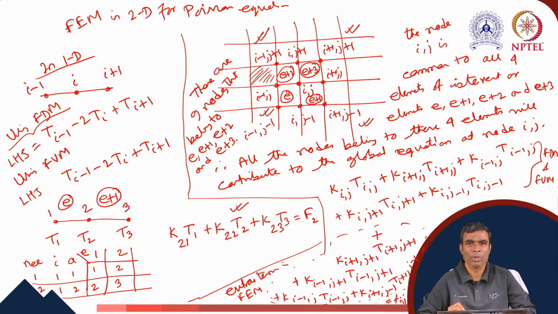So now we have clearly shown the differences between finite difference, finite volume, and finite element method in terms of the element level or the global level equation generation. The equation which I have shown here is the global equation system. Here, this k ij, k i minus 1 j, this kind of terms are just representative. They will be constructed by taking contributions from individual elements.